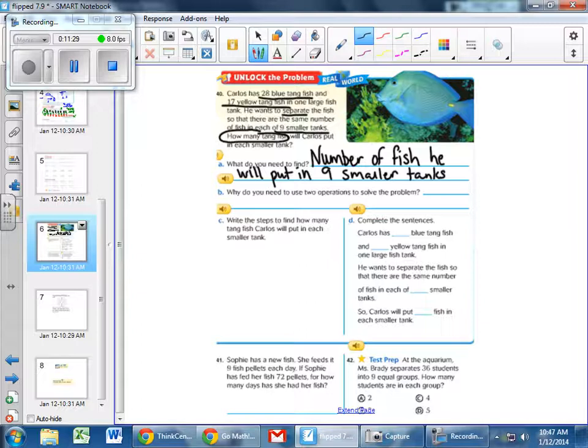Why do we need to use 2 operations to solve the problem? So it's telling us that it's a 2-step problem. What is the first thing we need to do? First, we need to find out how many fish he has altogether, because he has 28 of one kind and 17 of another kind. So first we need to find the total number of fish. Then you're going to have to divide it into the 9 smaller.